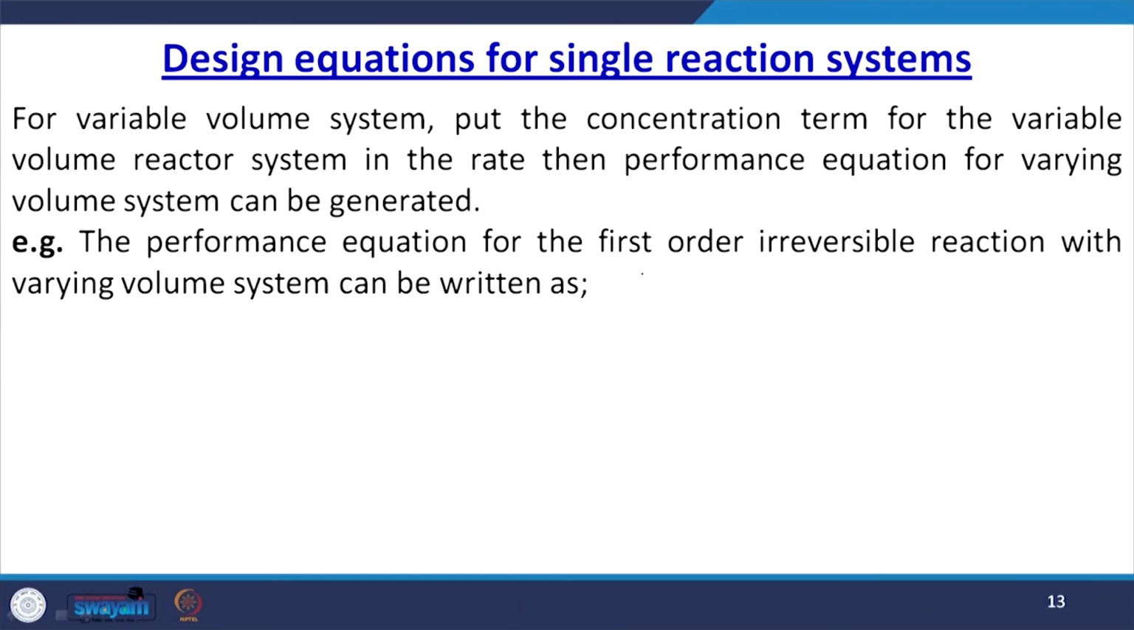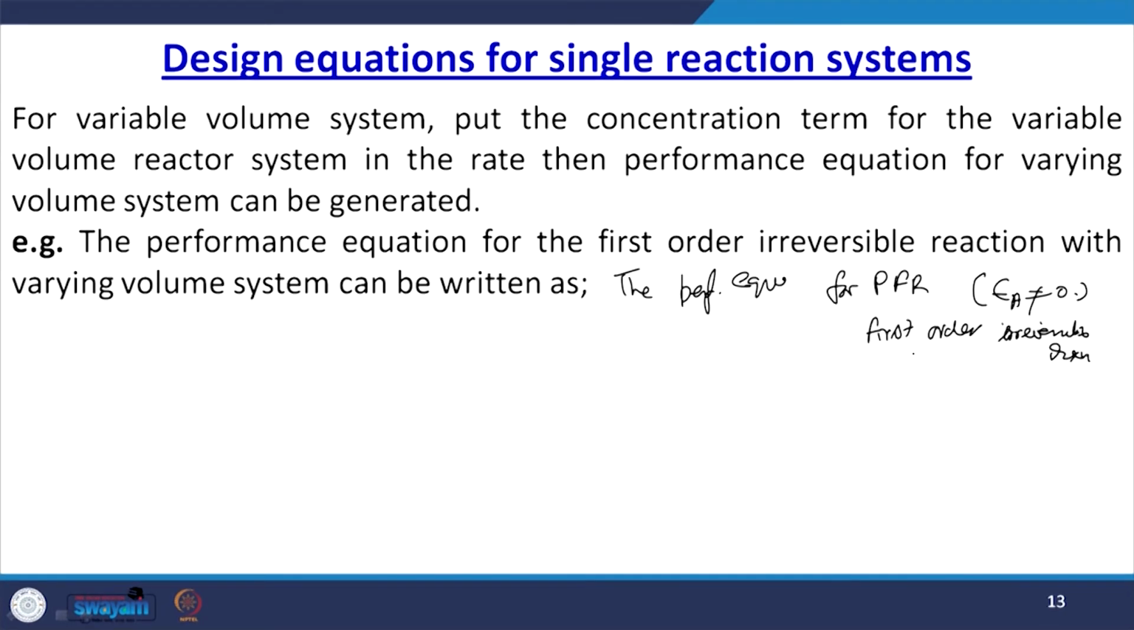Now for the variable volume system, which we discussed in the previous lecture, you can put the concentration of the variable volume in the rate of the performance equation for varying volume. Therefore the performance equation for a first order irreversible reaction can be generated under varying volume. Let's have a look at this one. The performance equation for PFR, where we have the first order irreversible reaction: tau is equal to CA naught dXA.